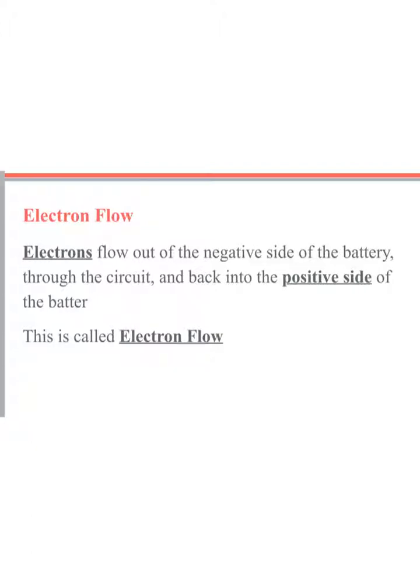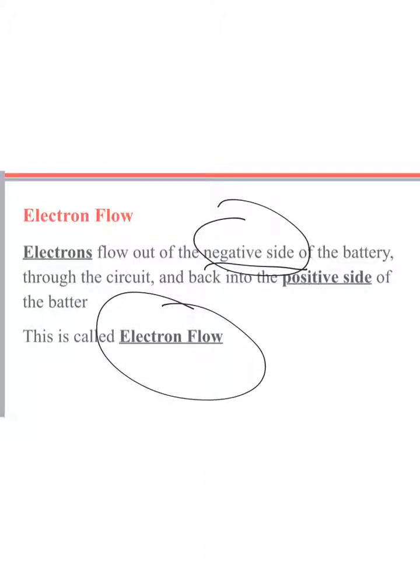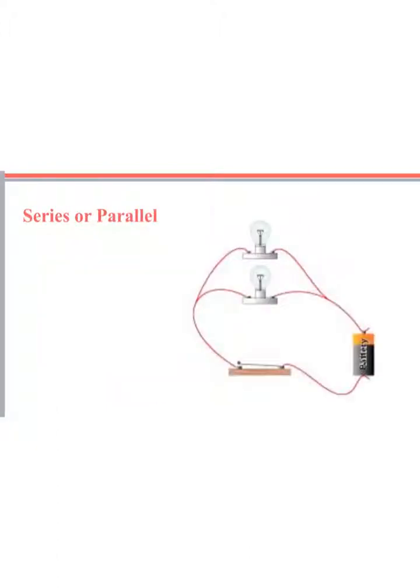Electrons flow out of the negative side of a battery through the circuit and back to the positive side of the battery. This is called electron flow. So electrons, they're negatively charged, so it makes sense they would come from the negative side, and they flow back into the positive side of the battery.